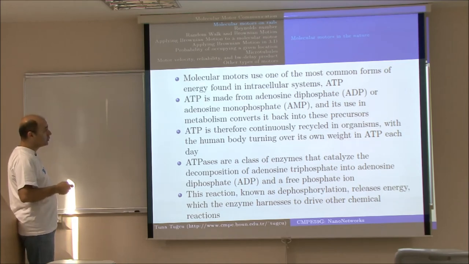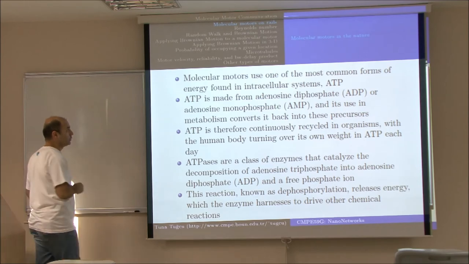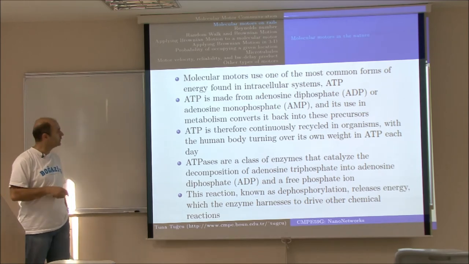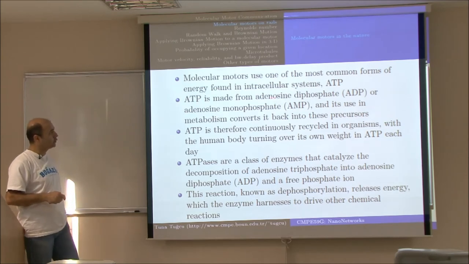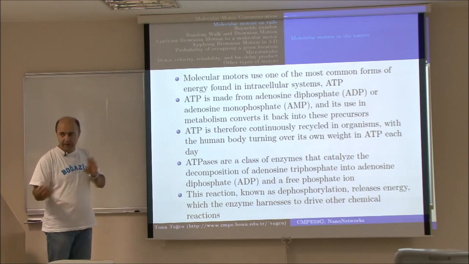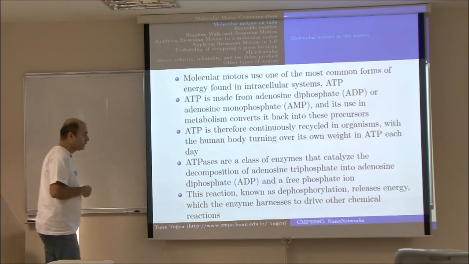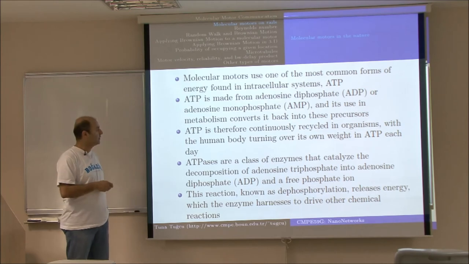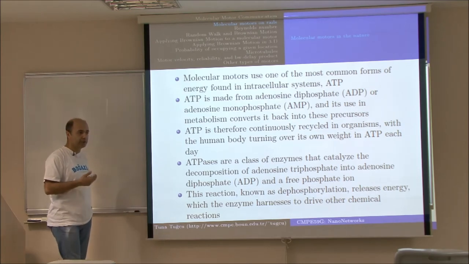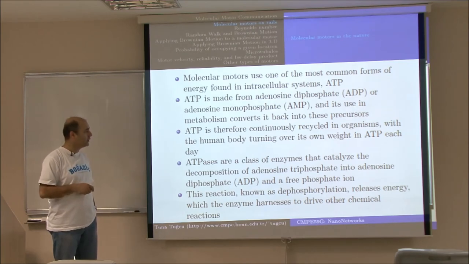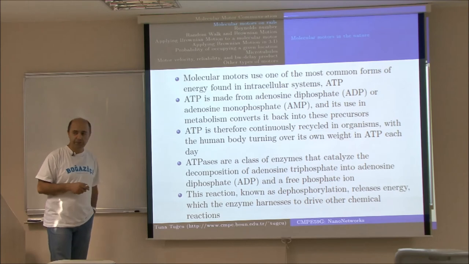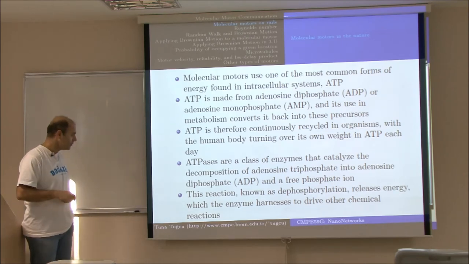The molecular motor uses one of the most common forms of energy in nature, which is ATP. We all use it. ATP is turned over between ADP, adenosine diphosphate, or AMP, adenosine monophosphate, and ATP. Therefore, human and in general all living bodies consume a great deal of ATP during their lifetimes. Actually, every day we turn over ATP of our body size. We use it, of course, over and over.